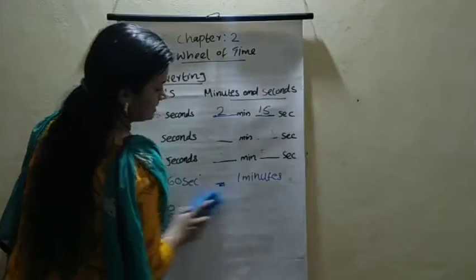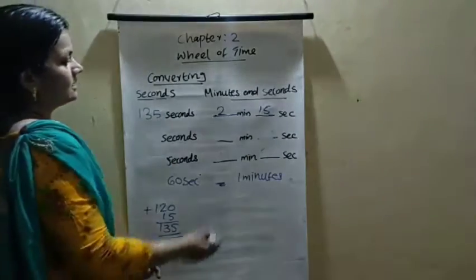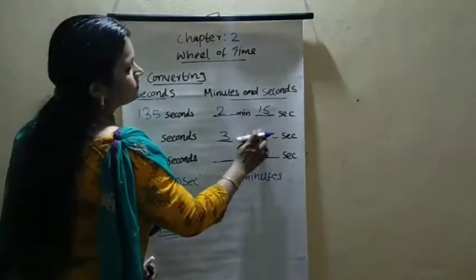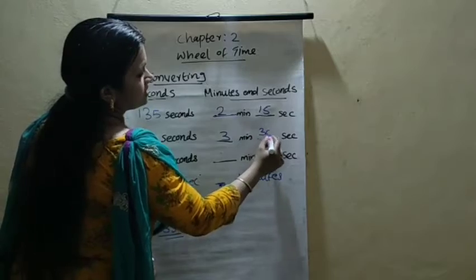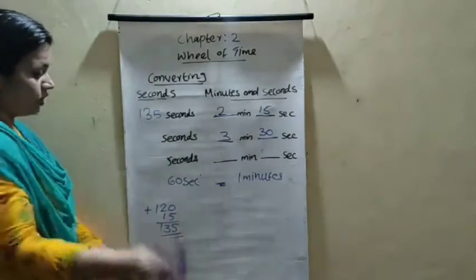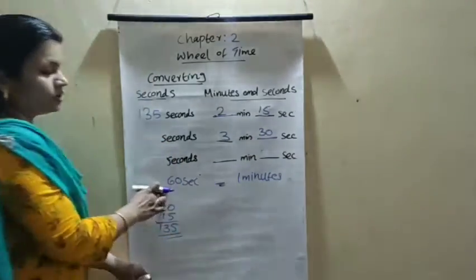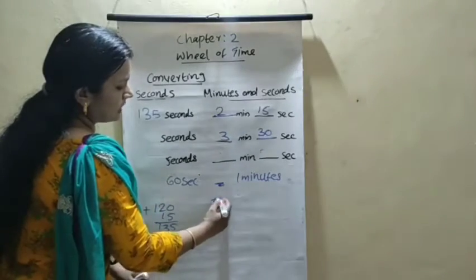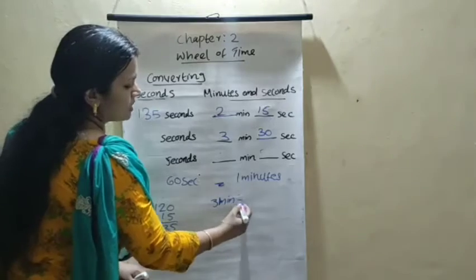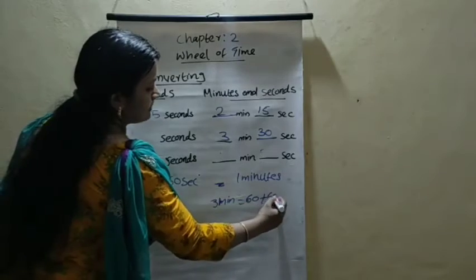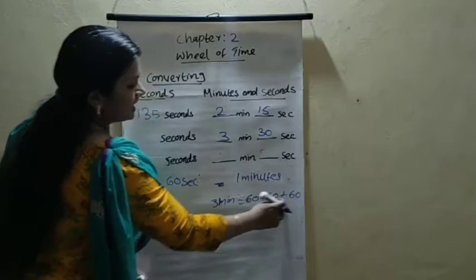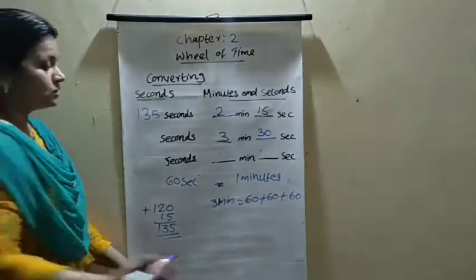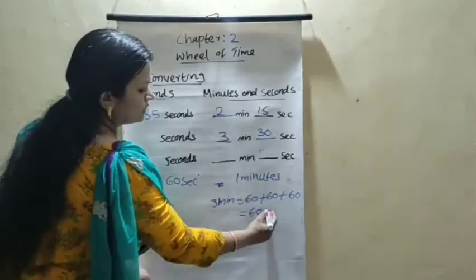Two more questions, so listen. This is 3 minutes 30 seconds. We already know that 1 minute is equal to 60 seconds. Then 3 minutes equals what? 3 minutes is 60 plus 60 plus 60. How many? 180. Also you can do 60 into 3.